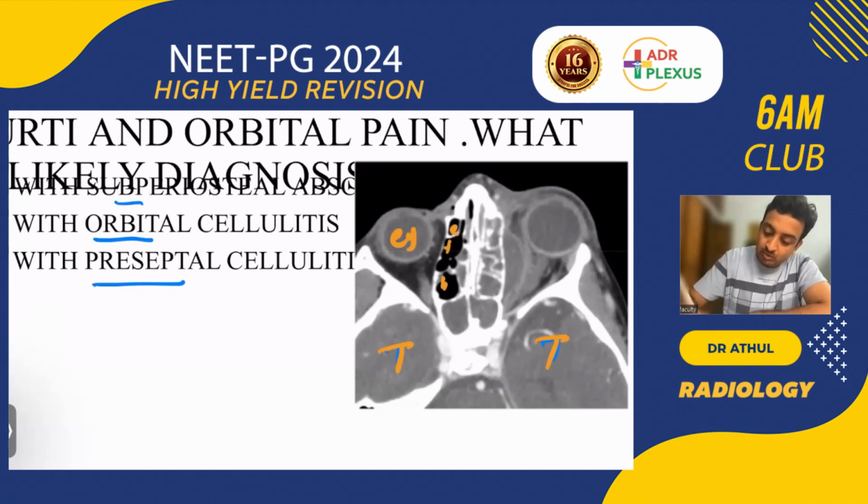So if you see the ethmoid sinus on the right side, it appears normal and air-filled. Air-filled means it will be black in color. It is normal and air-filled. But what happens on the left side is there is sinusitis. So this is a patient with a complicated sinusitis.